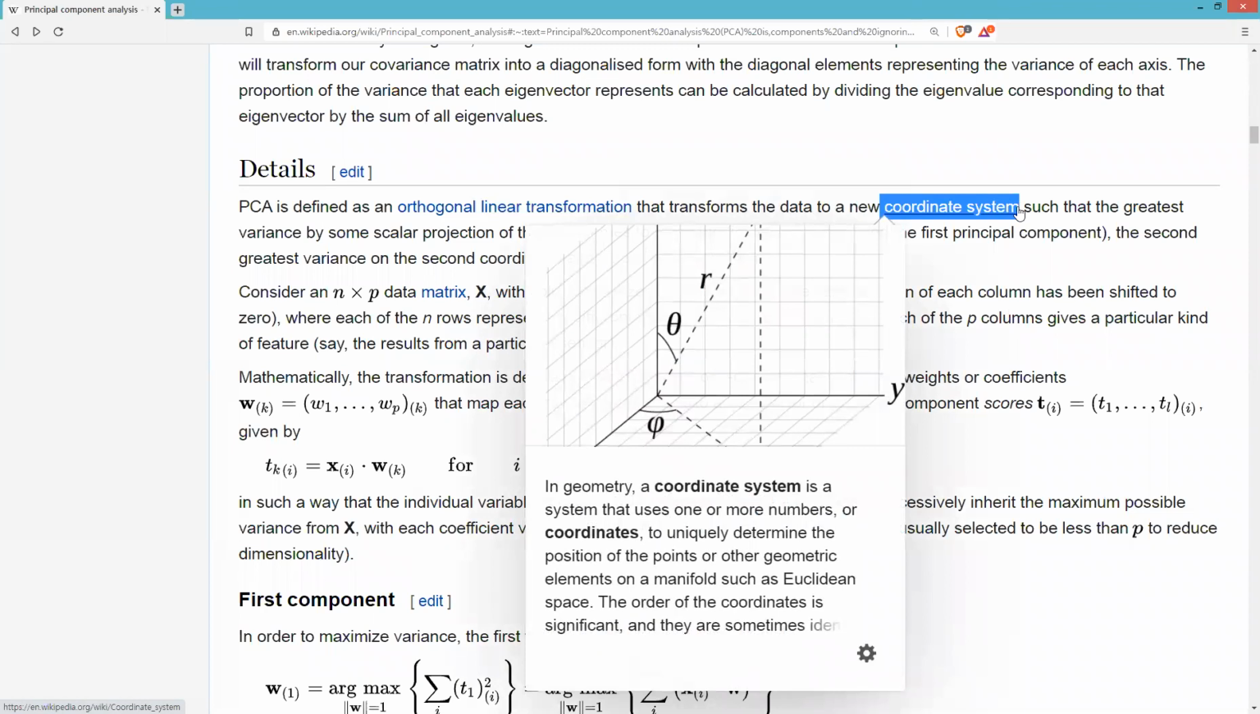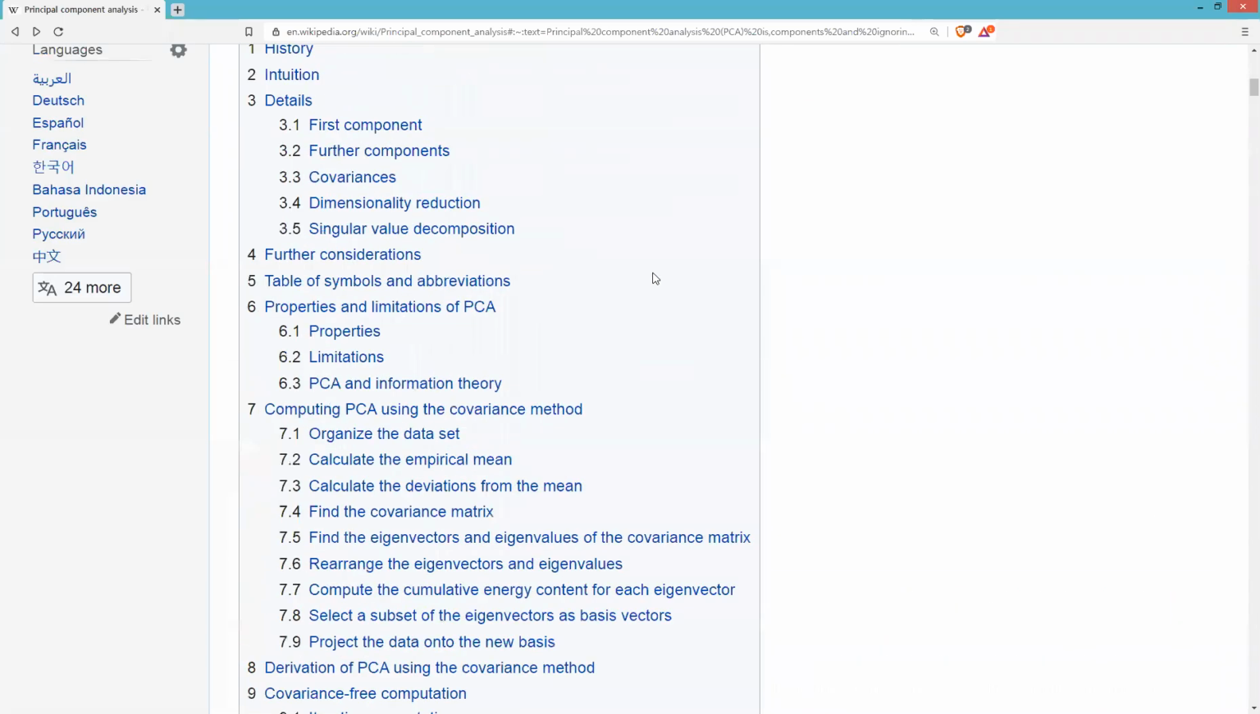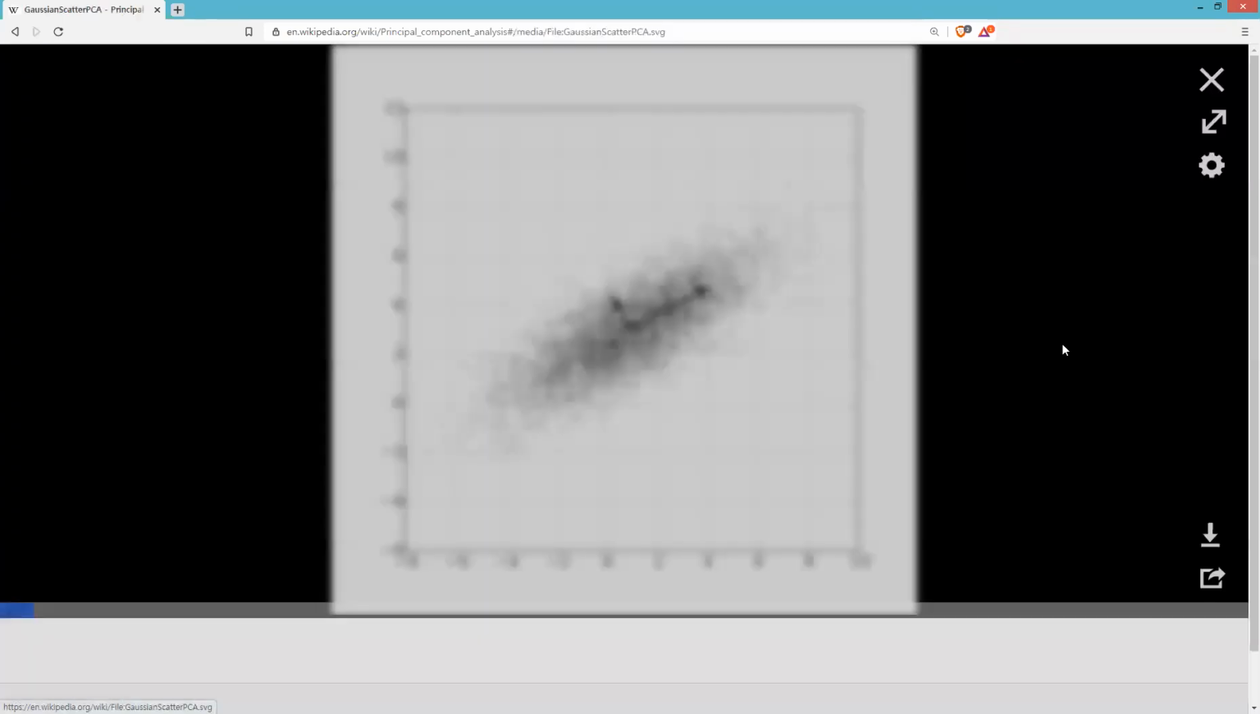In the new coordinate system, they are orthogonal to each other, such that the greatest variance by some scalar projection of the data comes to lie on the first coordinate. Okay, so we represent the data in the new coordinate system, and in the new coordinate system, the first coordinate is exactly in line with the direction of largest variation. So I saw the figure over here. Yes, here. This is a good figure.